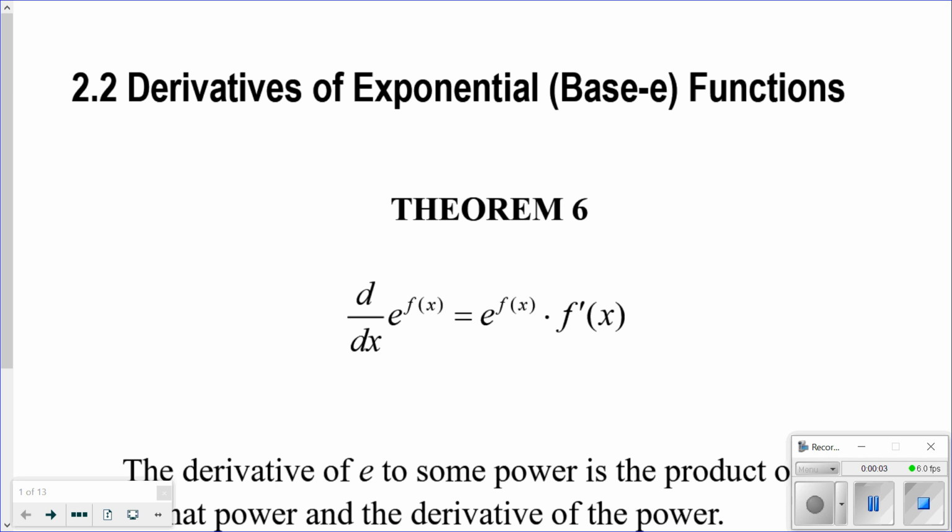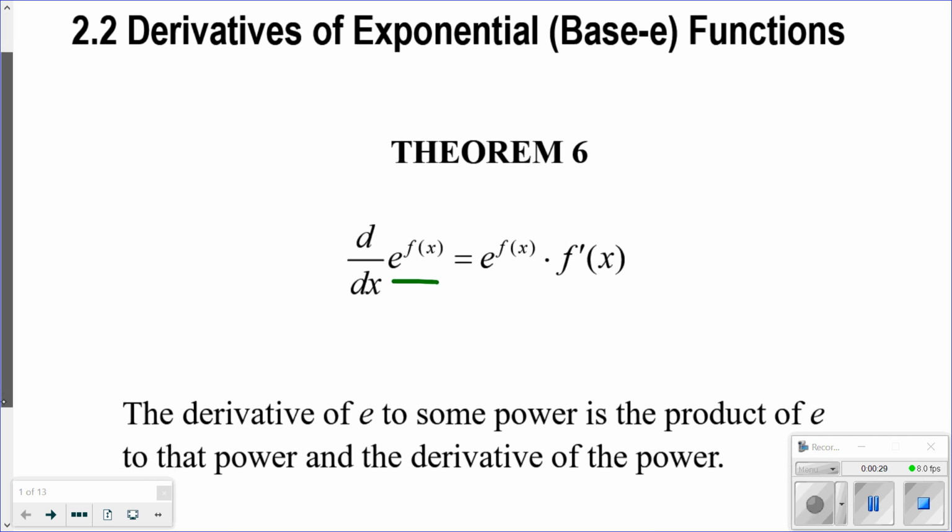Okay, so now that we have learned about exponentials with a base of e and logarithms or natural logs, log base e, now we're going to learn how to take derivatives of those items. So first one is the derivative of the exponential with a base e. Those are functions that are e to some exponent, and we're going to take the derivative of that function.